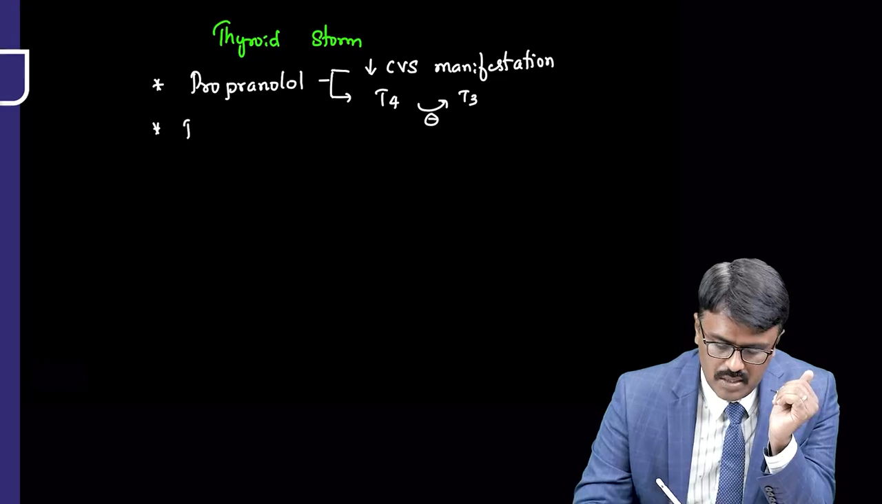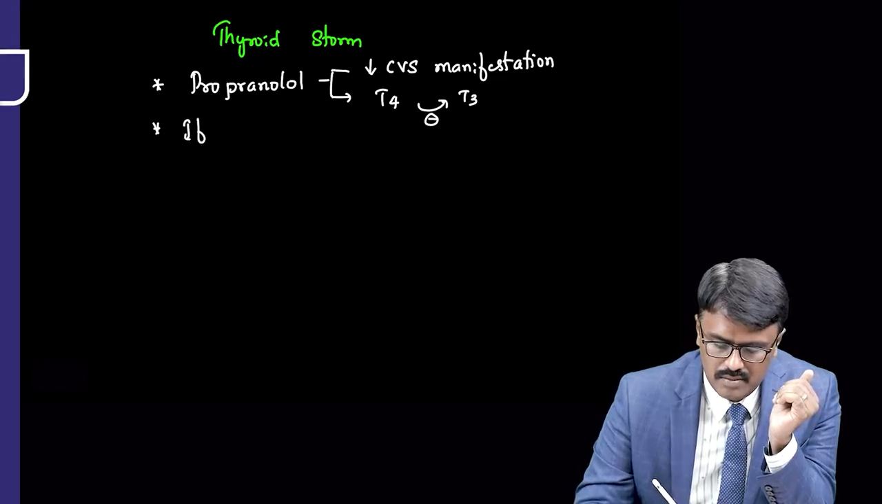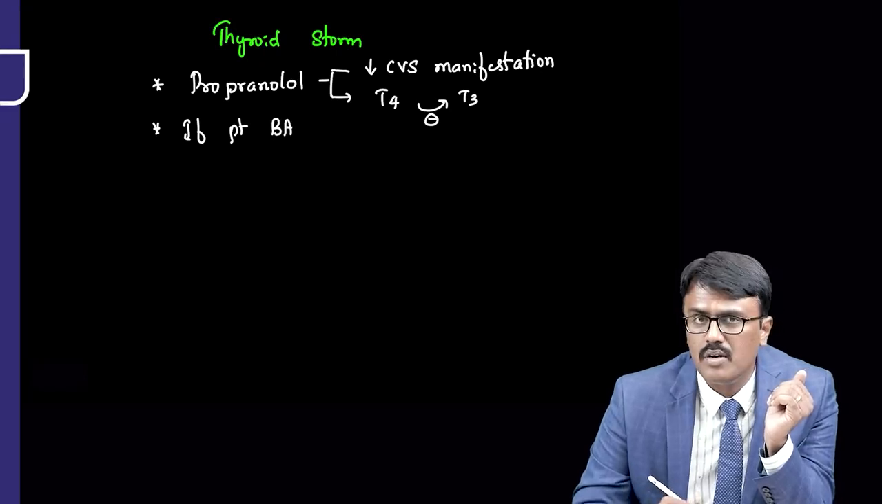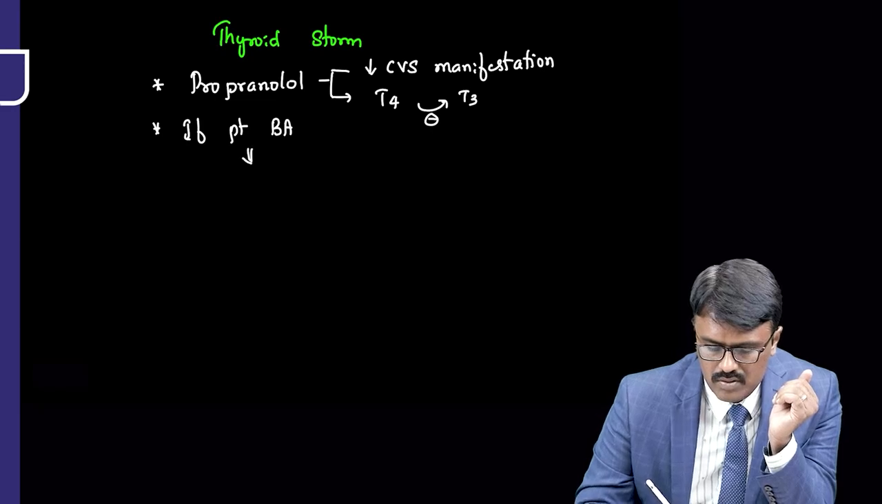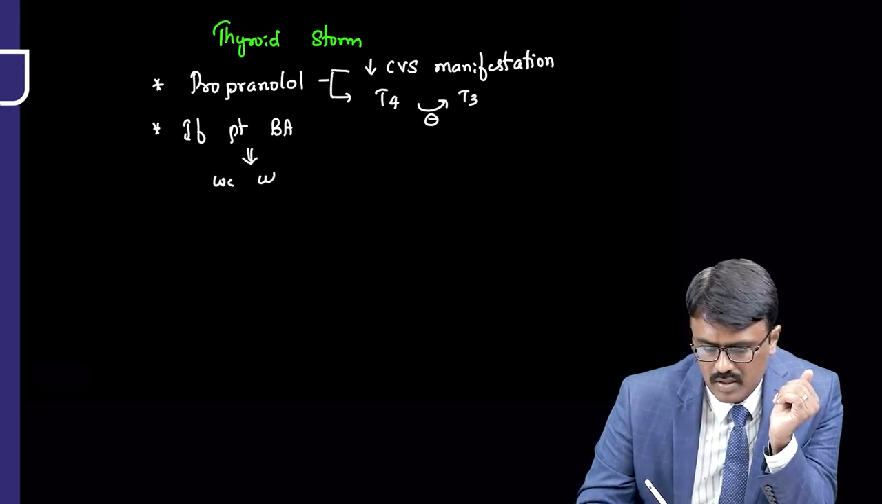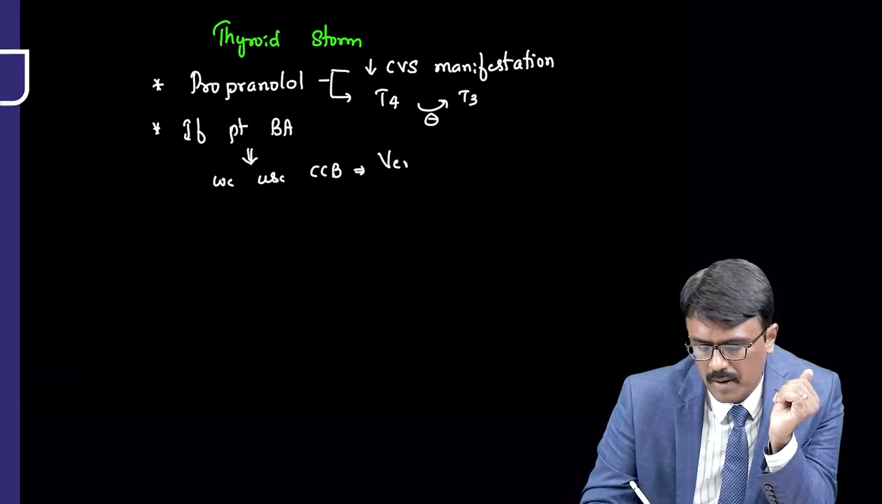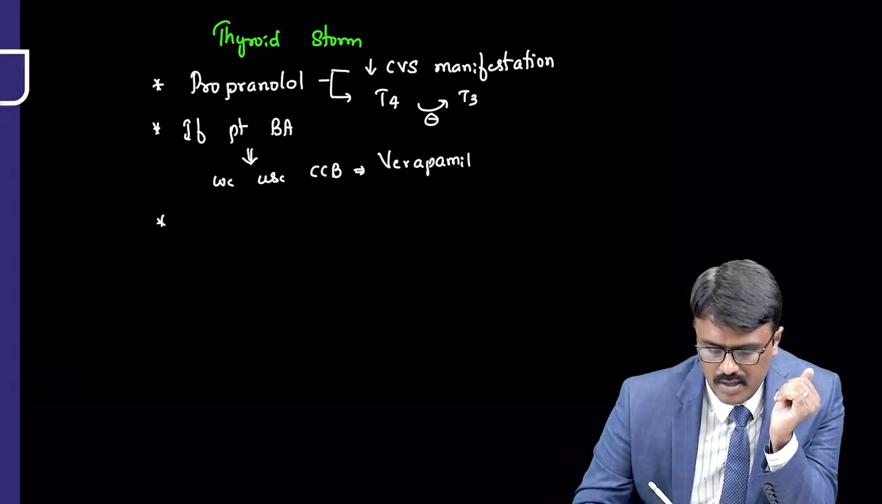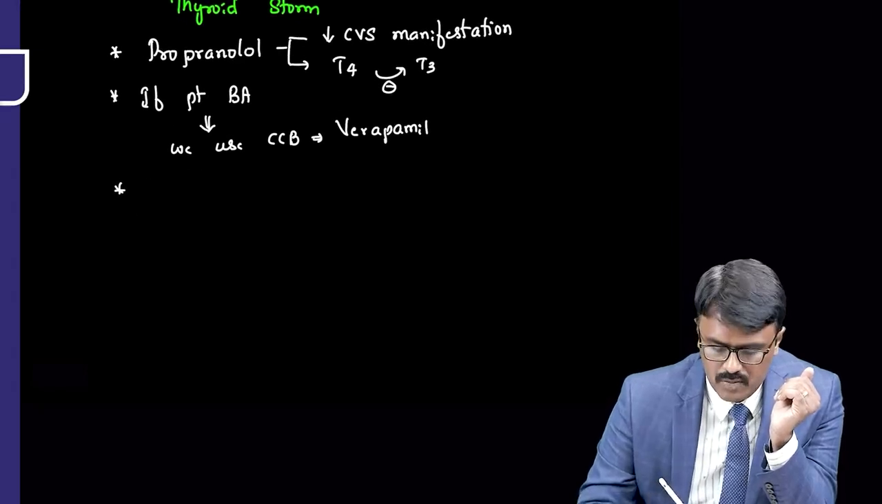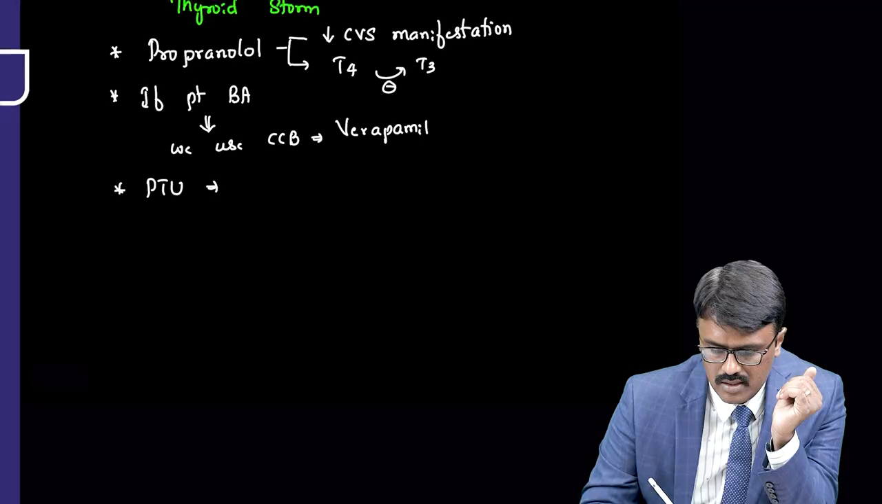Now if the patient is asthmatic, a bronchial asthma patient, then we don't give propranolol. We use the calcium channel blocker, that is verapamil. Another important aspect, along with propranolol, we also use propylthiouracil. The reason is it also inhibits the conversion of T4 to T3.